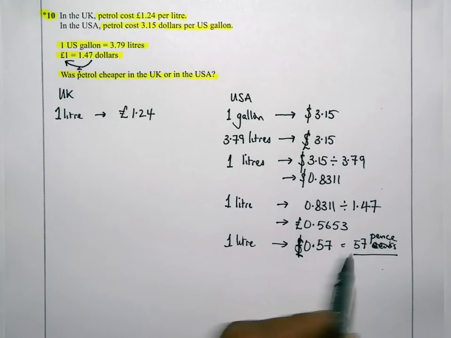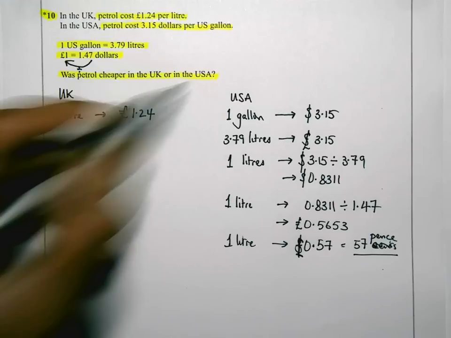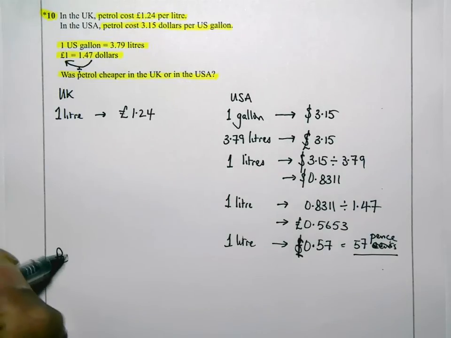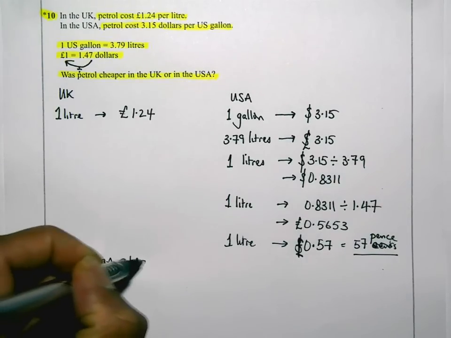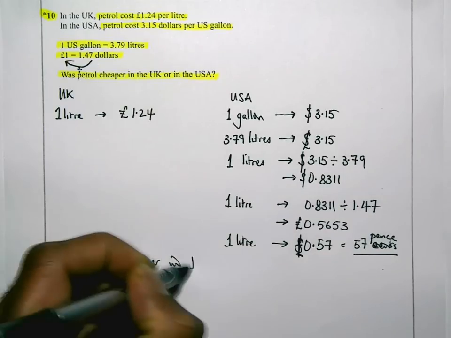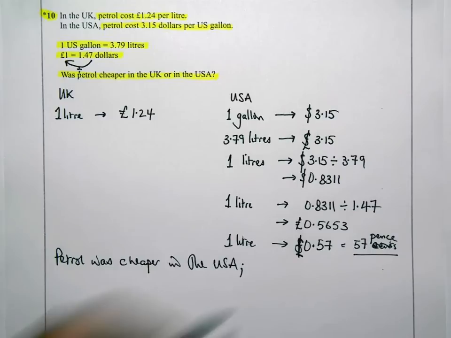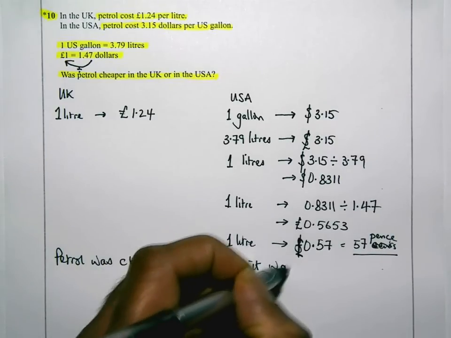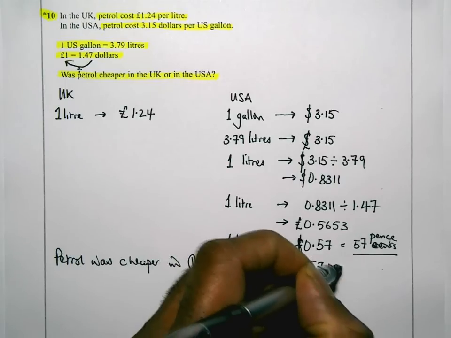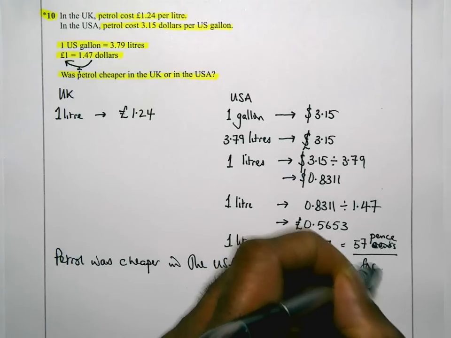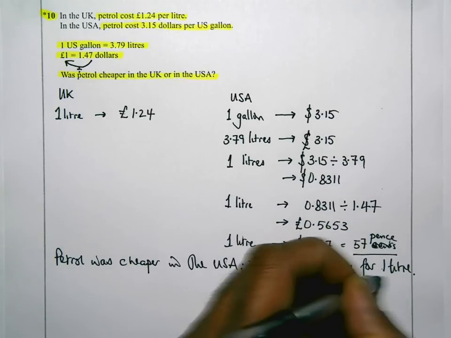Question says, was petrol cheaper in the UK or the USA? Petrol was cheaper in the USA. It was 57 pence for 1 litre. Okay, that's it. I'm not going to write any more.